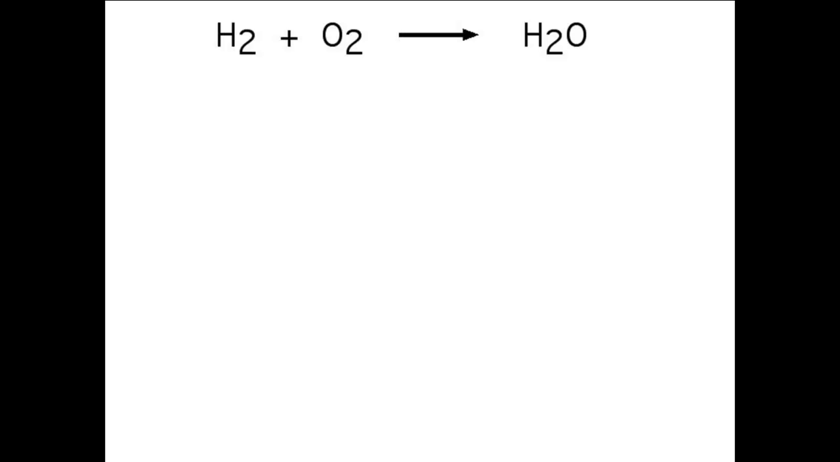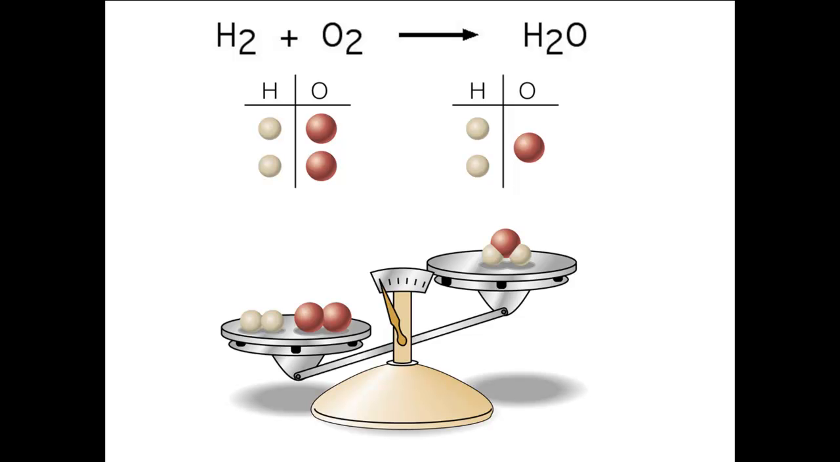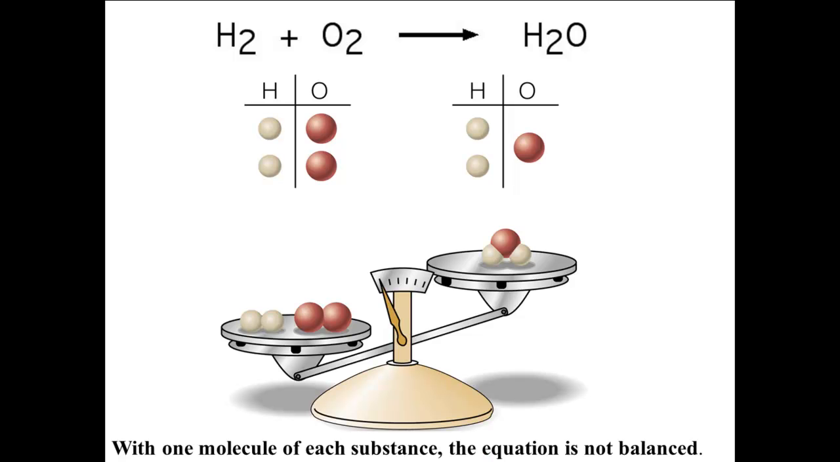So here's the equation. Here is the picture. We have a balance where the left pan represents the reactants and the right pan represents the products. The number of atoms of hydrogen and the number of atoms of oxygen are shown on each pan, and the pans do not balance. And here are the words. With one molecule of each substance, the equation is not balanced.